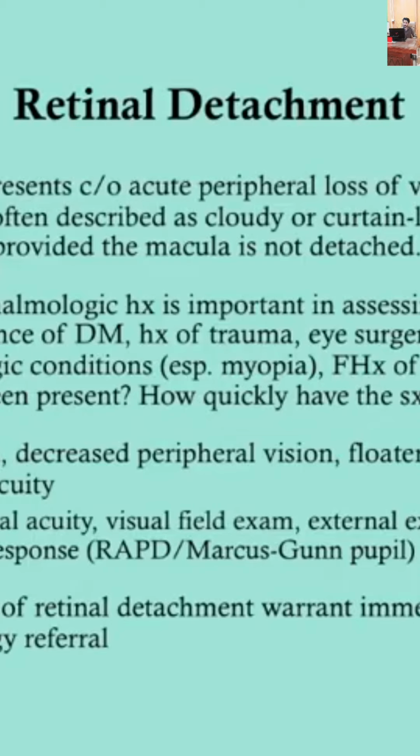What you're doing is shining a light in the affected eye and looking at the other eye to see if it's constricting. So when you shine the light in the patient's affected eye, if the other eye is not constricting, then that's considered a Marcus Gunn pupil. Both eyes should constrict if a light is shined, even if it's just in one eye. Patients who are suspected of retinal detachment warrant immediate referral to an ophthalmologist.